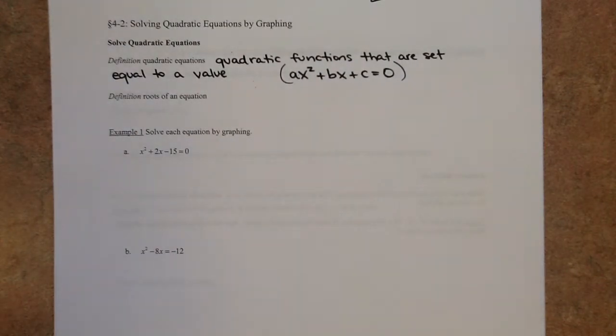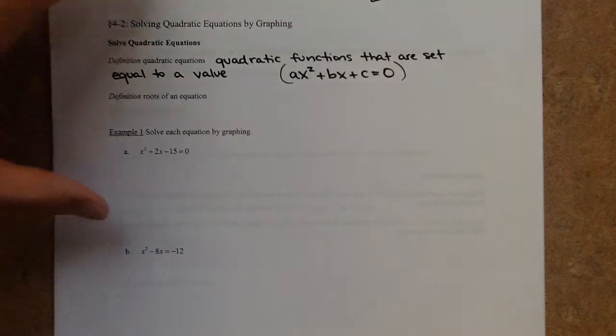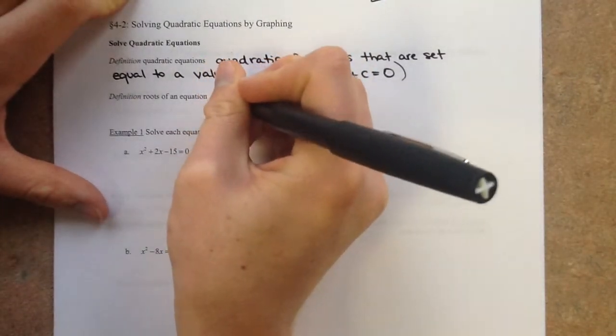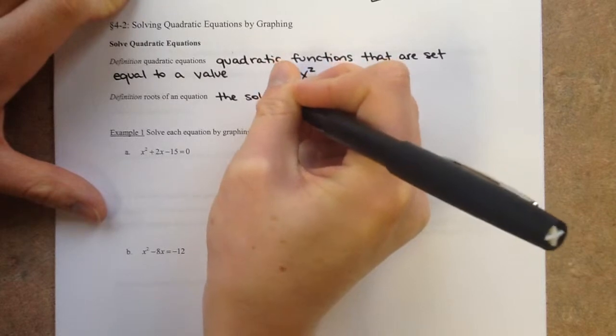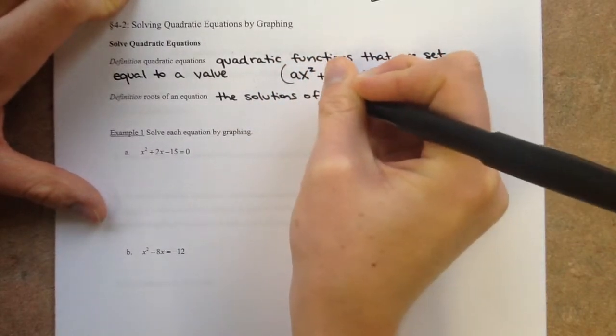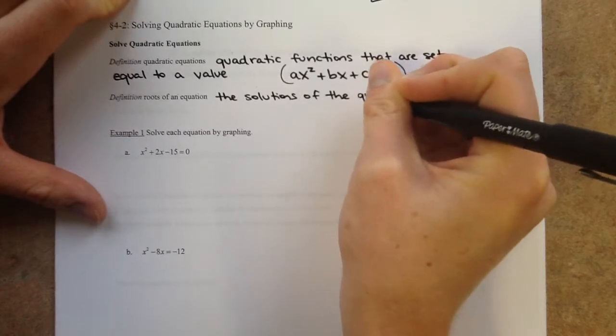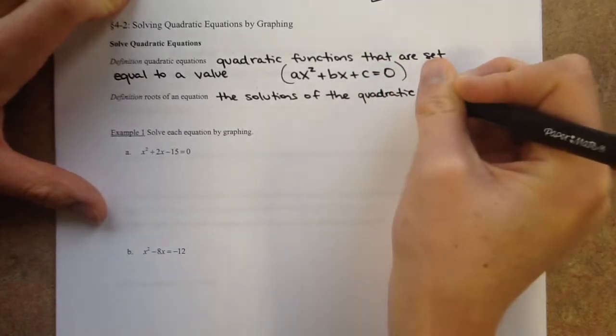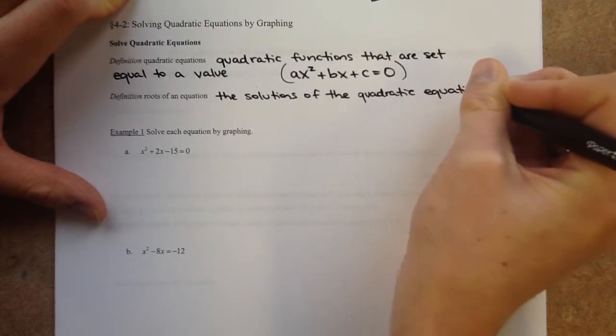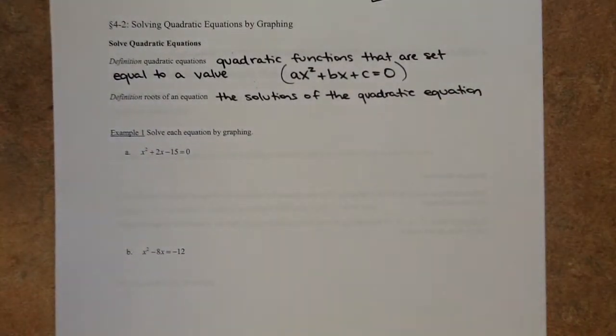The root of the equation is the solution of a quadratic equation. So the roots are the solutions of the quadratic equation. Okay, so the solutions, we use roots and solutions interchangeably. We will also use x-intercepts. We will use zeros. So I've got a couple of vocabulary words that really mean the same thing, and I'll make sure that I clear that up as we come across those words.